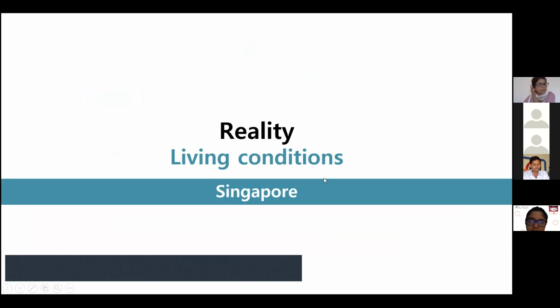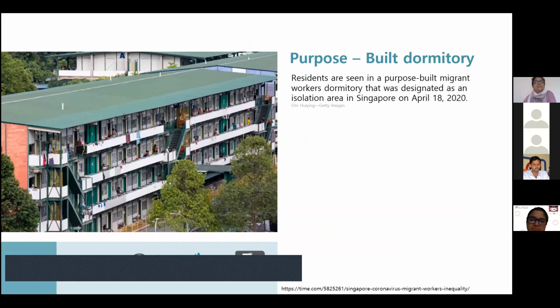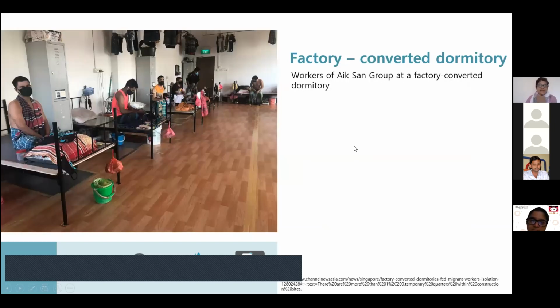So then we will just have a very quick look at living conditions in Singapore. These are the six divisions, like I told you. This is the purpose-built dormitory, which are run by some developers. All very latest, because of COVID, there is this kind of segregation between beds.